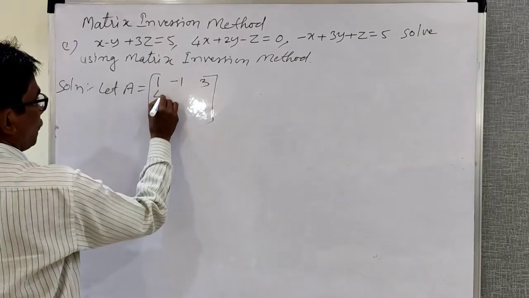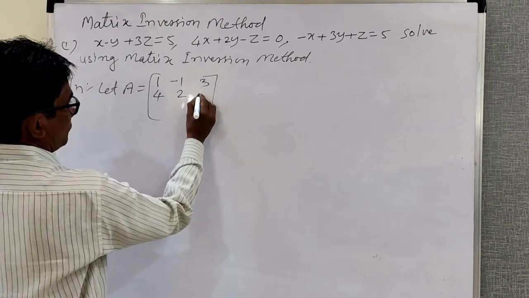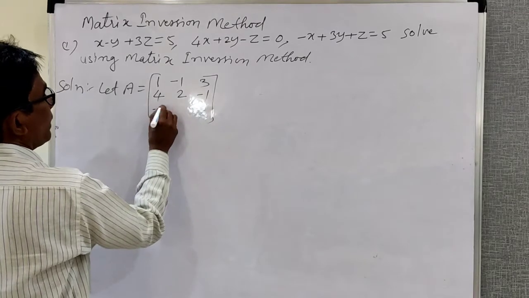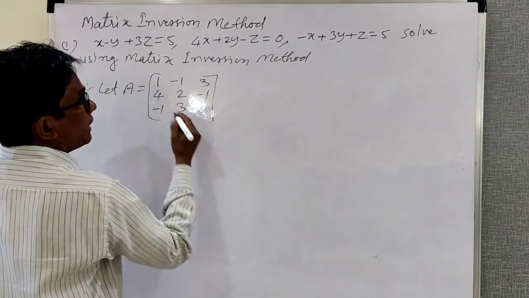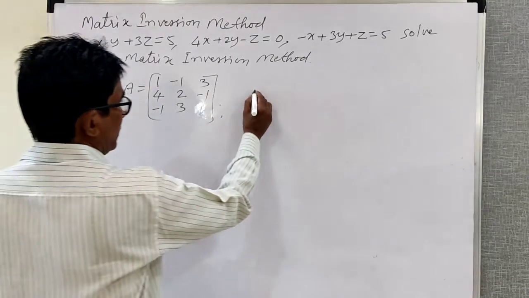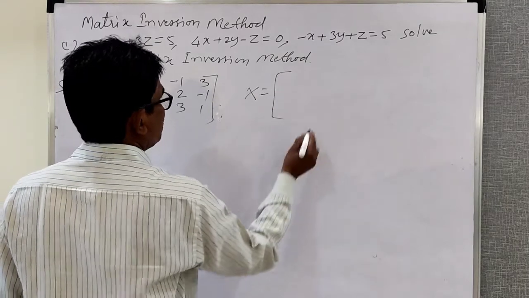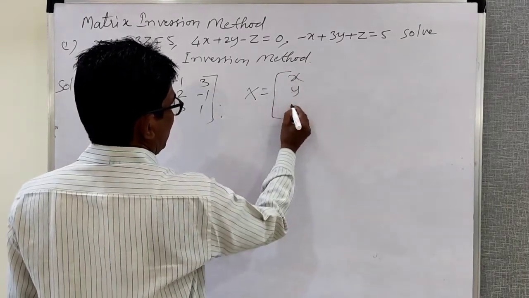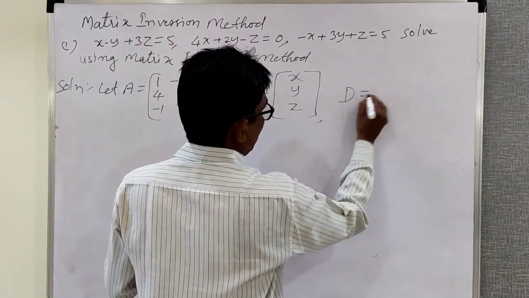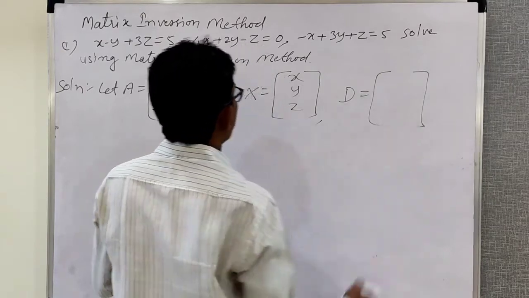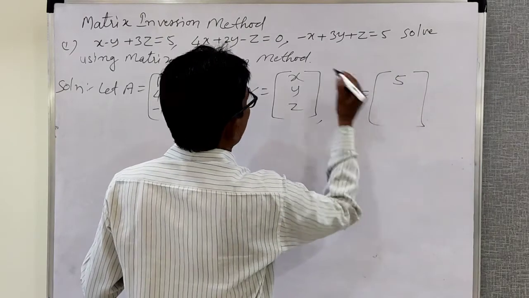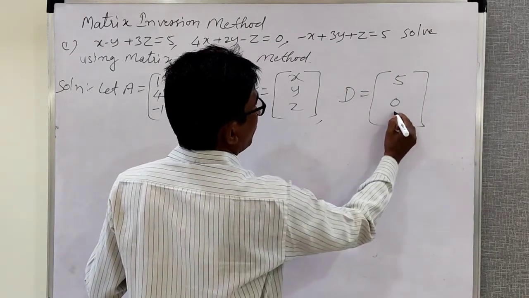Here 4, 2, -1 and -1, 3, 1, and form another matrix X such that it contains x, y, z, and another matrix D is nothing but constants, that is 5, 0, 5.